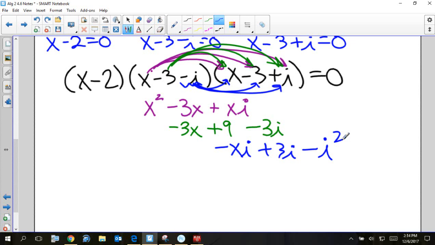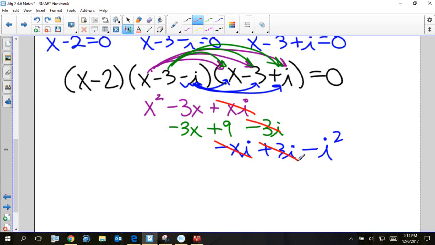Now because we are multiplying conjugates, all of the terms with the i's should cancel out. We should have no more i's. Let's see. The xi will cancel out with the minus xi. The negative 3i cancels out with the positive 3i. But I still have an i squared. Almost.